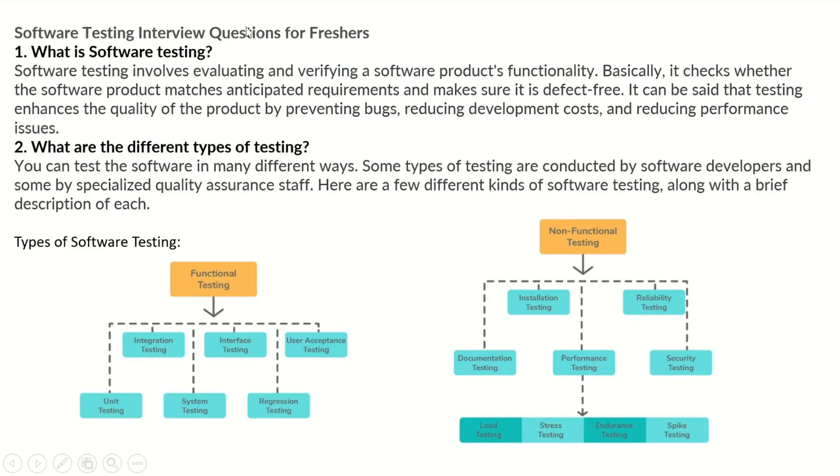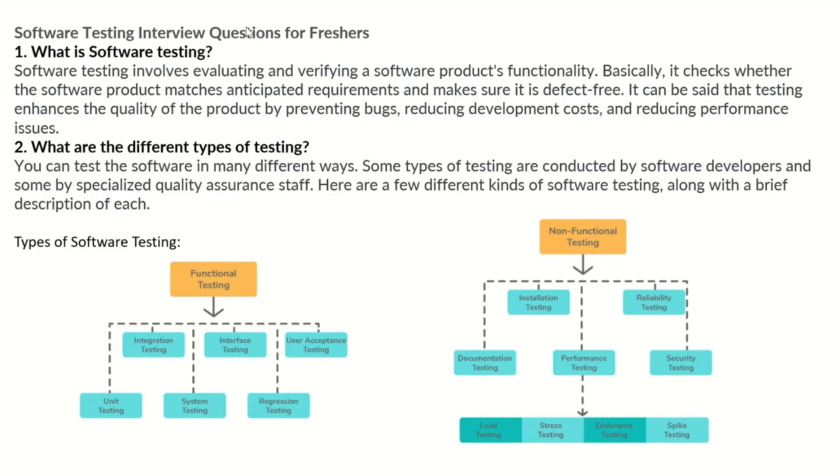Software testing involves evaluating and verifying a software product's functionality. Basically, it checks whether the software product matches anticipated requirements and makes sure it is defect free. Okay, so it can be said that testing enhances the quality of the product by preventing bugs, reducing development costs, and reducing performance issues. So the second question is, what are the different types of testing?